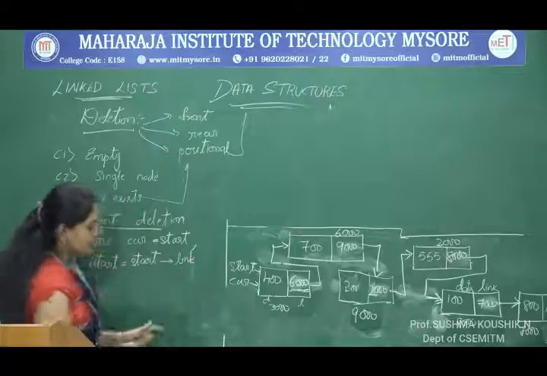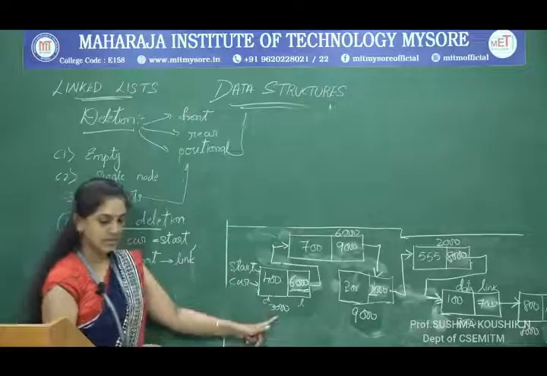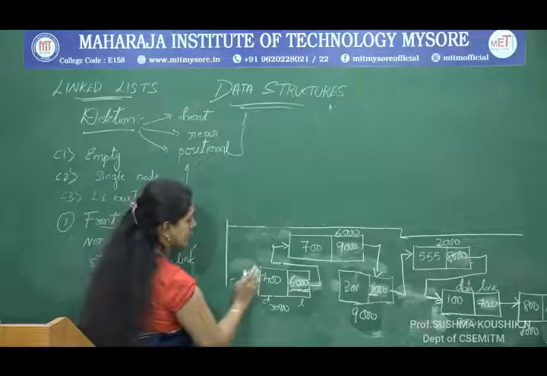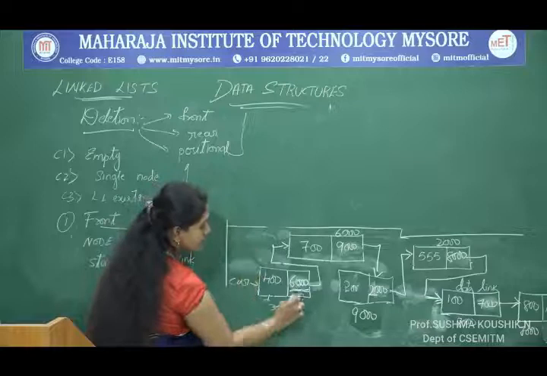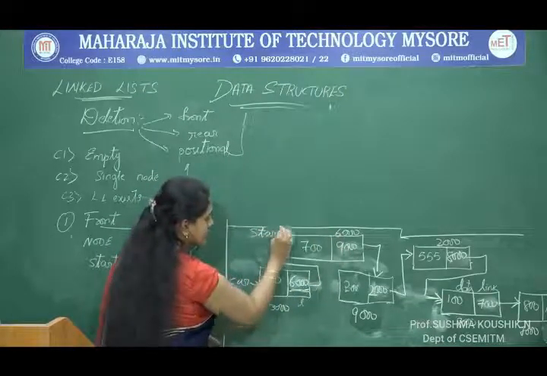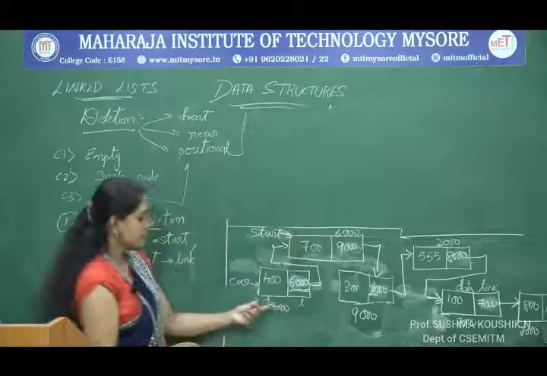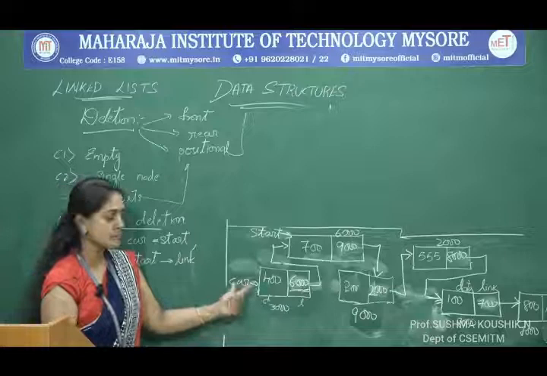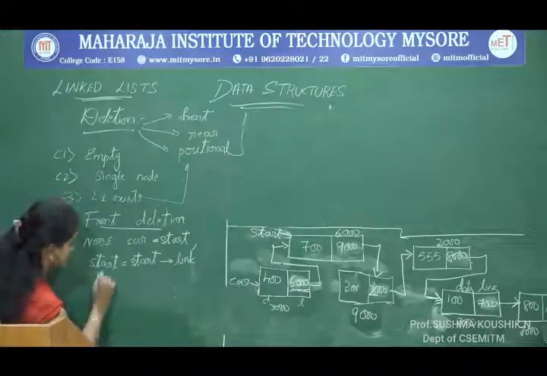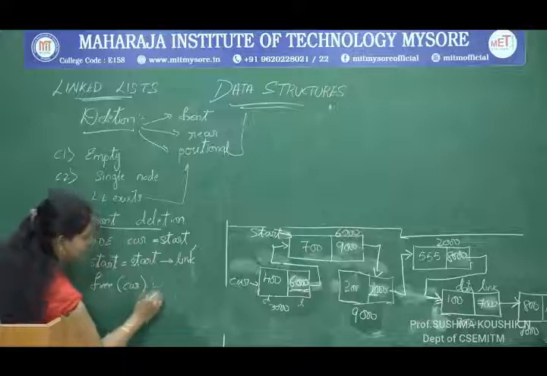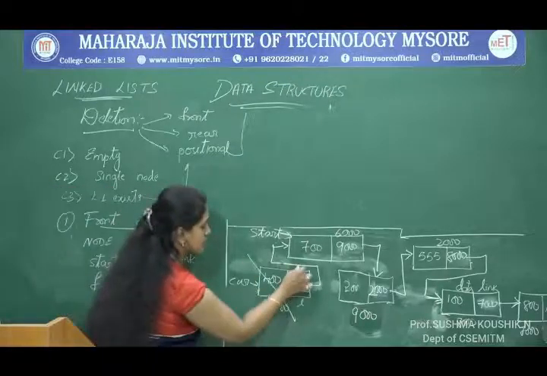Now start is no more pointing to this 3000 address, rather start is pointing to the second node. Start of link is 6000, and 6000 is here. So start is pointing to this particular node. Now this first node is held by current. So we shall free this particular node. How to free it? Free current. So this particular node is freed.